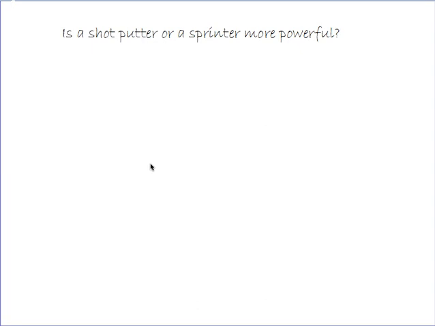Alright, the hook has to do with this question. Is a shot putter or a sprinter more powerful? Which of course begs the question, what is power? And that's exactly where we're trying to go in the lecture today.